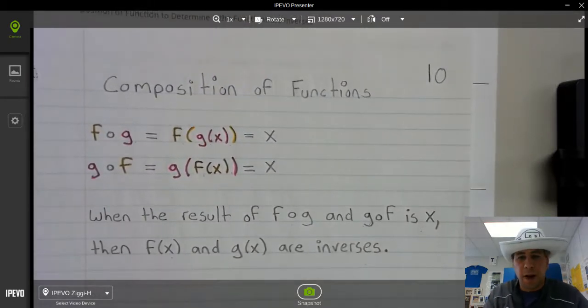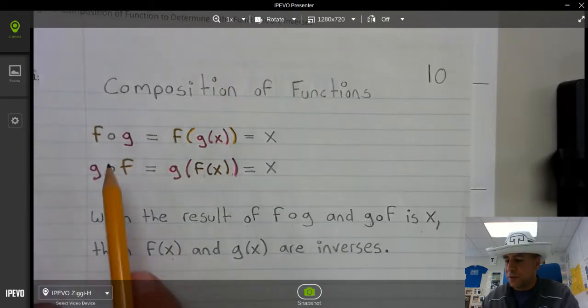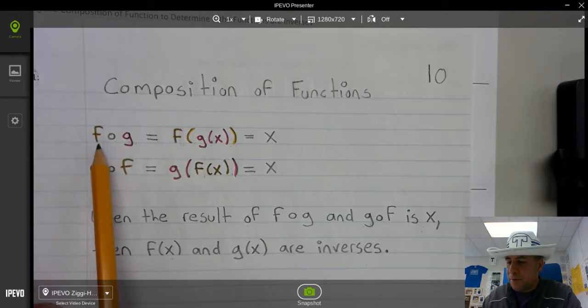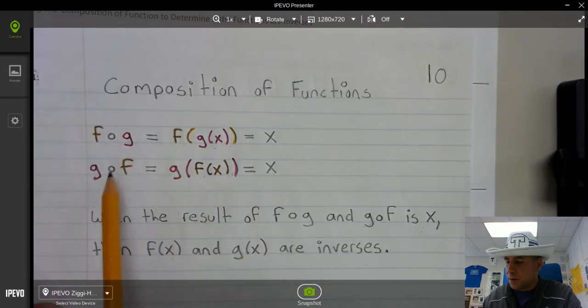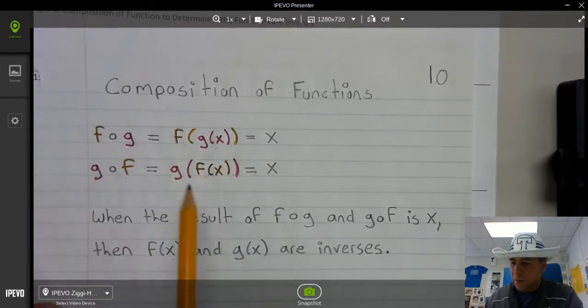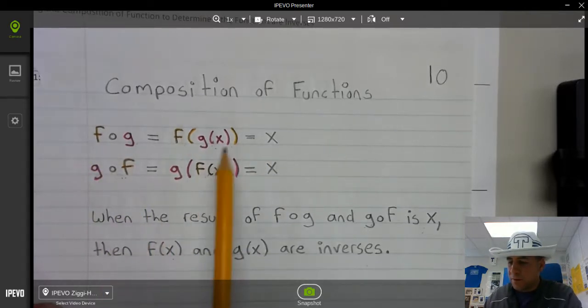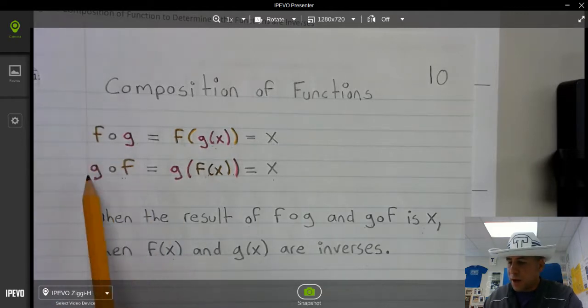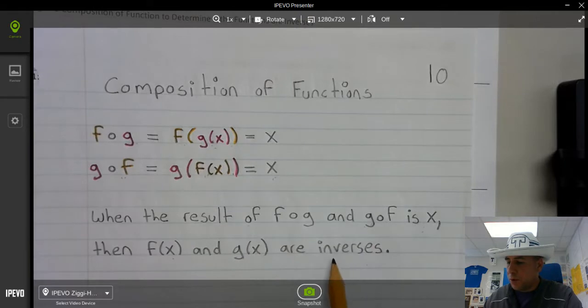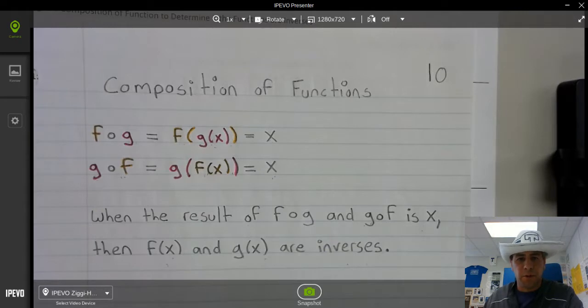Today we're looking at composition of functions. This is known as f of g and g of f. So this says f of g equals f of g of x equals x, and this says g of f equals g of f of x equals x. Now, if the compositions f of g and g of f both equal x, then f of x and g of x are inverses. So when you do f of g and g of f and you get x for both, then we know that the functions are inverses. If you would pause and update your notes. All right, now your notes are updated.